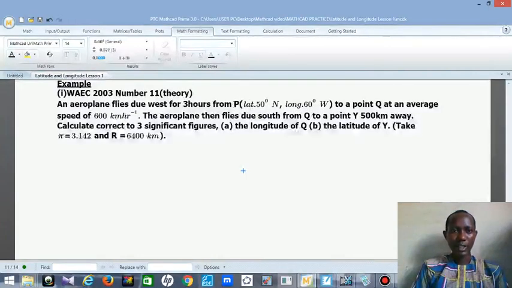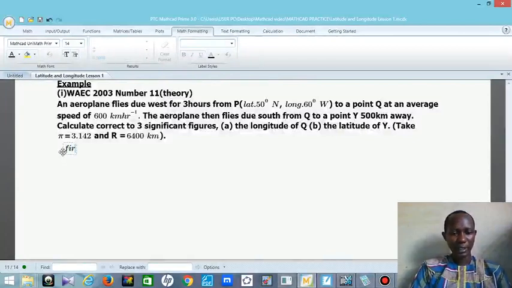Okay, so this is where the plane started from, and it flew for a time of 3 hours to a point Q at an average speed of 600 km per hour. So with this question, we can get the distance between P and Q. We can start with that first before we move on with the solution. Since we know the time it flew from P to Q is 3 hours, and the average speed is 600, we can get the distance. So let's first find the distance.